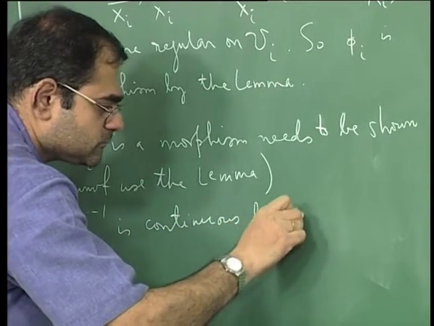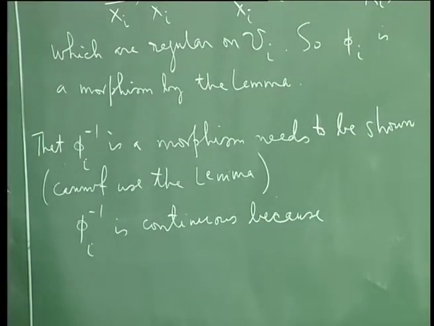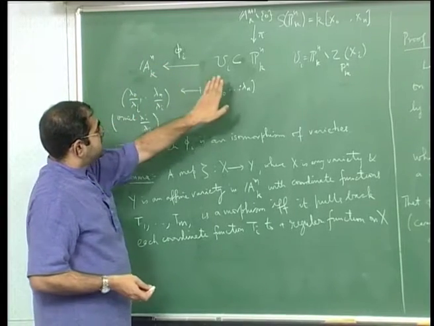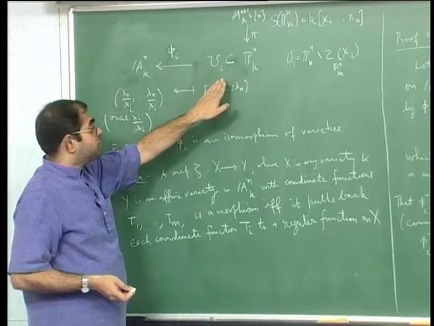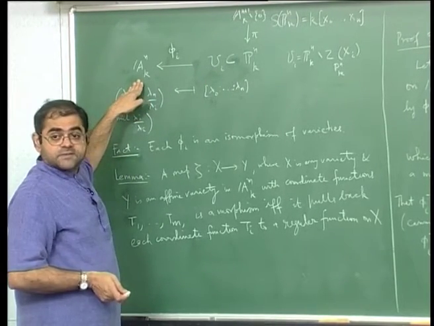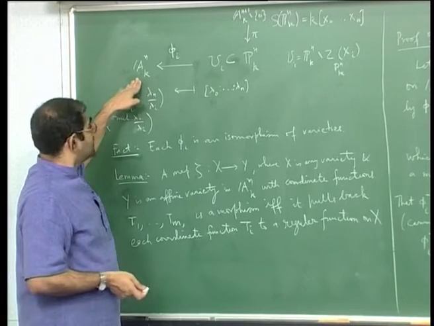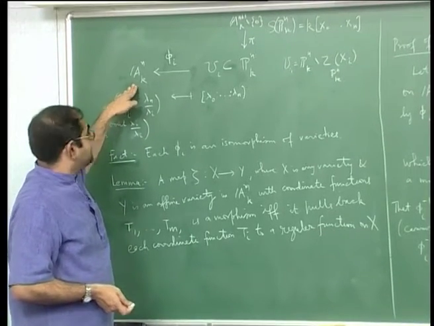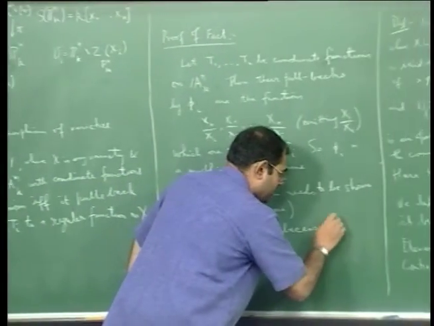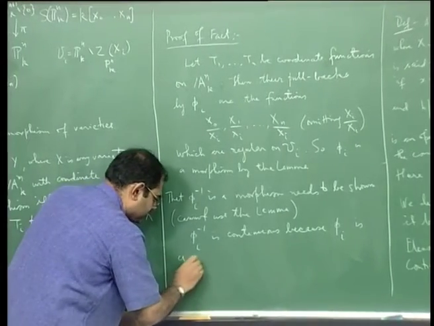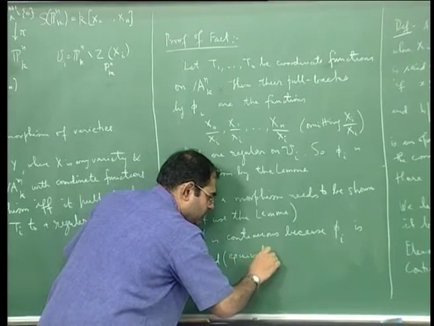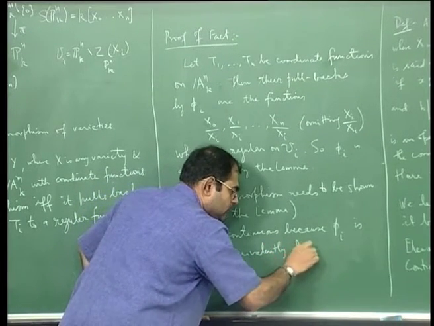Because, how will I show that it is continuous? To show it is continuous I have to show that if I take a closed set here, its inverse image under phi inverse, which is the same as its image under phi, is a closed set in An. So I will just have to show that phi is a closed map, or equivalently an open map.